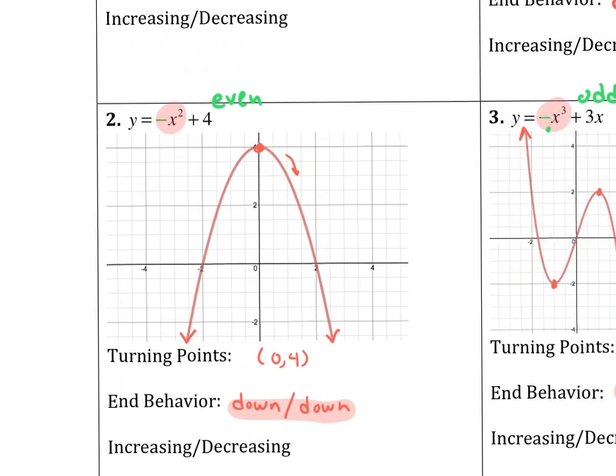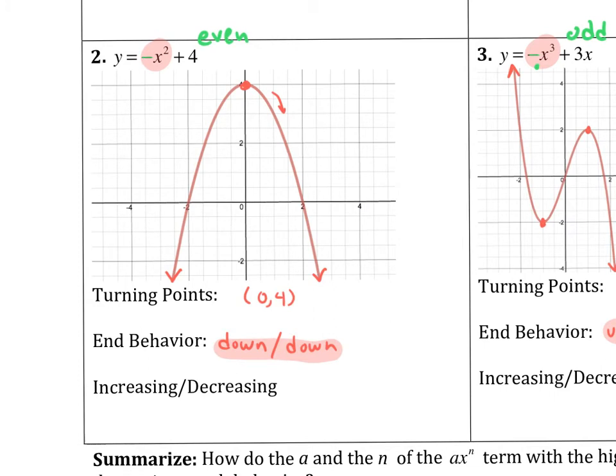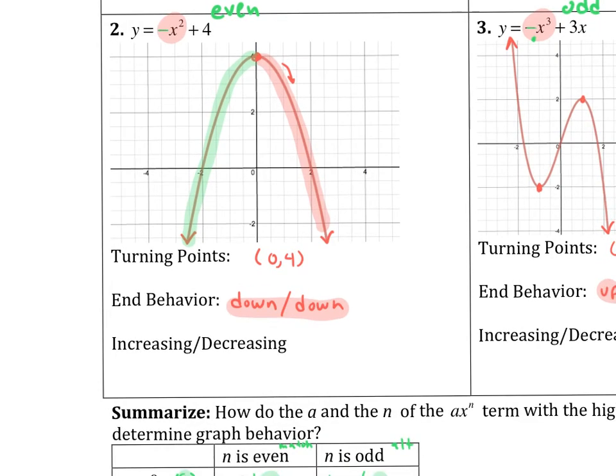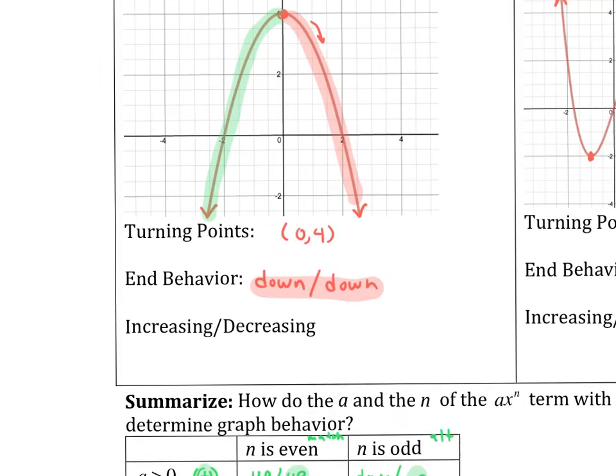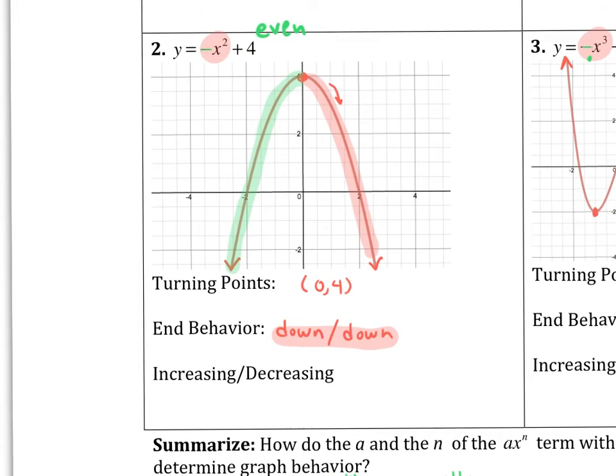Okay, so what about this one here? When is this function increasing? When is it decreasing? Notice right here we have an increase, then at the turning point it changes, and now we have a decrease. How do we write that? We say this function is increasing when x is less than 0. Here's the 0, and it's increasing on this side, and over here it's decreasing, so when x is greater than 0. There we go. That is the increasing and the decreasing.